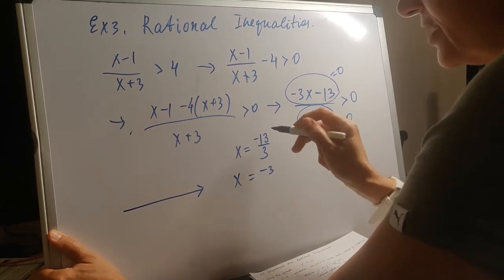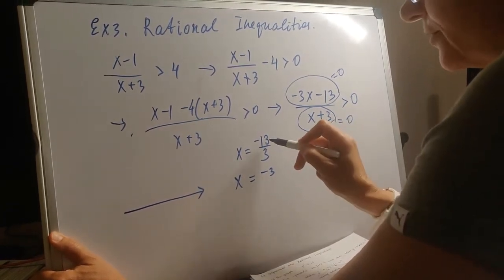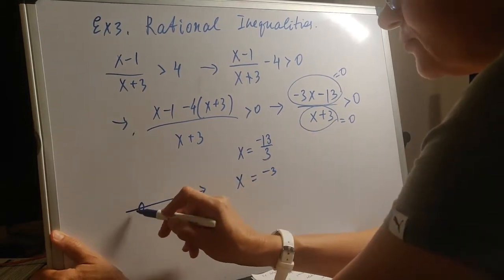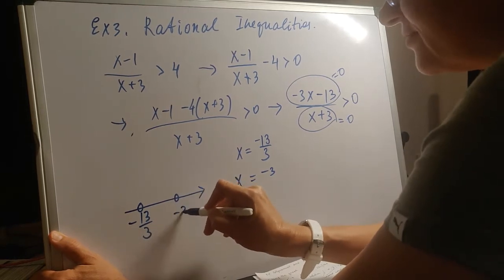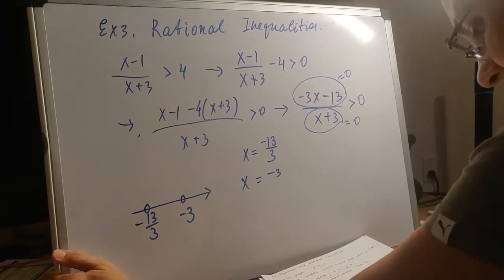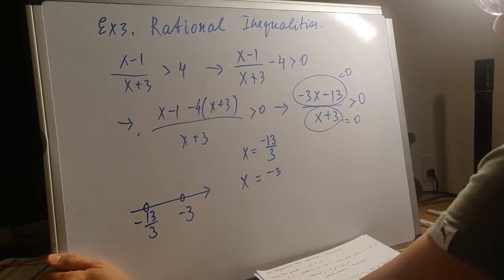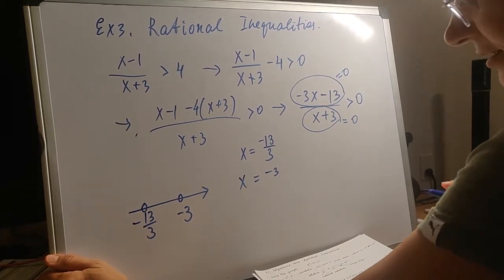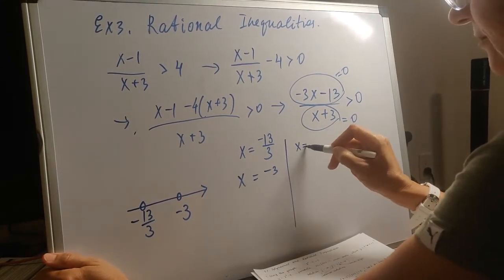If you divide negative 12 over 3, you are going to get negative 4. So negative 13 over 3 is going to be even smaller than negative 4. So my number is going to be negative 13 over 3 first, and then negative 3 over here. Well, now I'm just going to check some checkpoints, and my checkpoints are going to be minus 5, minus 4, and 0.